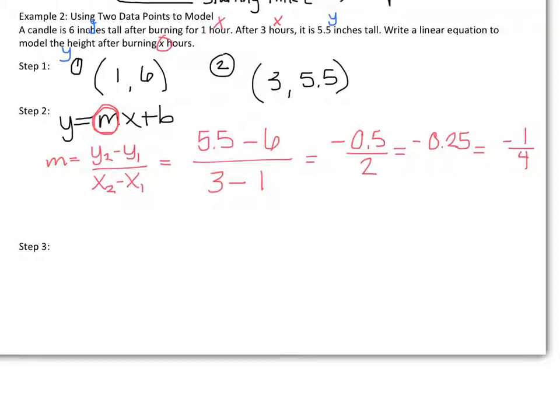Now step 3, we need to use the information we have, plug it into one of the forms, and then we'll be able to simplify and get our line. We don't have the intercept, so we can't plug into this one. Which one can we plug into? Y'all remember the other ones? Point slope, yes. So what is point slope? Y minus y1 equals m times x minus x1.